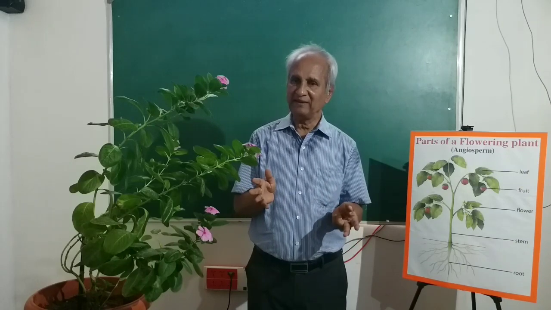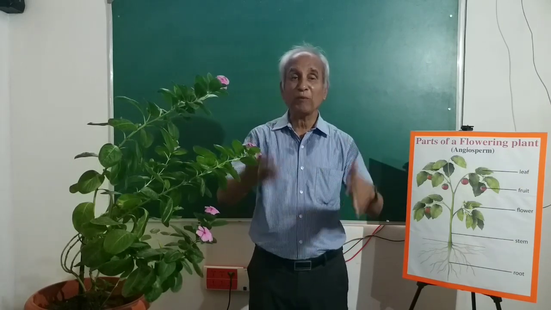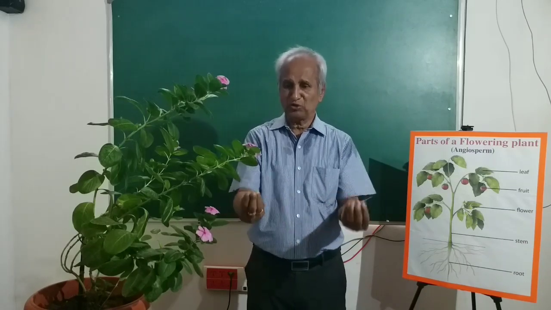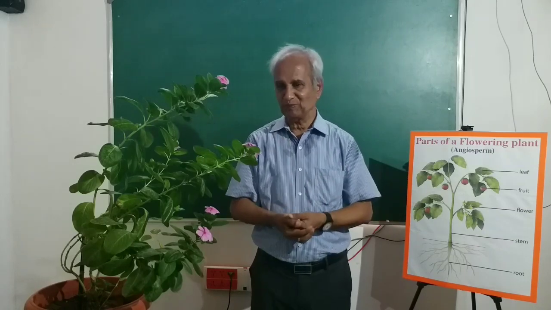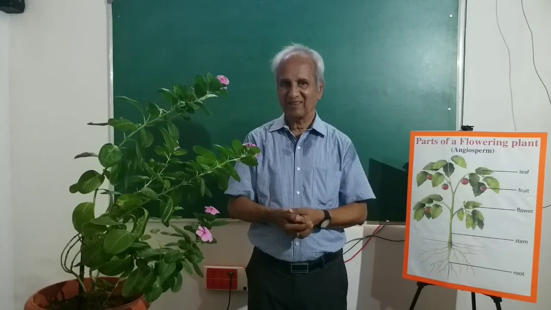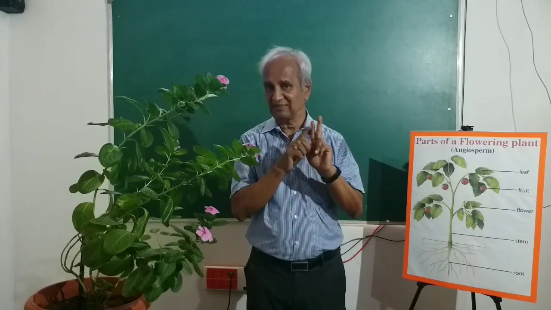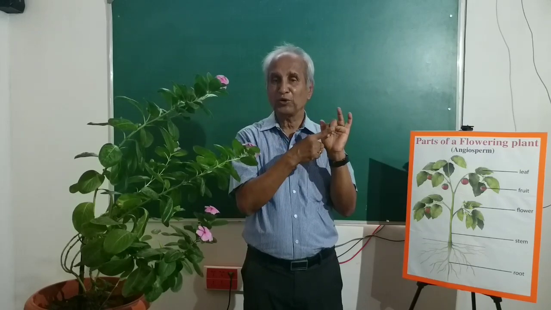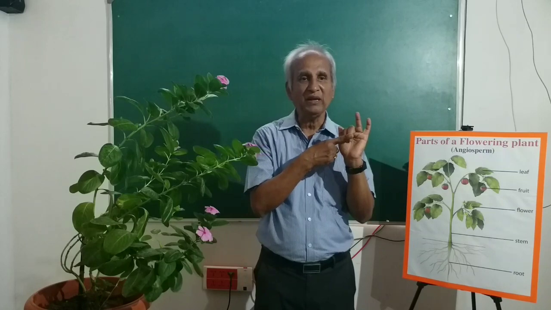And in certain plants, the roots help in vegetative propagation too. The roots themselves will produce new plants, and the plants grow. Okay, this is the root system. So two things: to anchor the plant in the ground, and point number 2, to draw water and minerals from the ground and supply them to the plant.